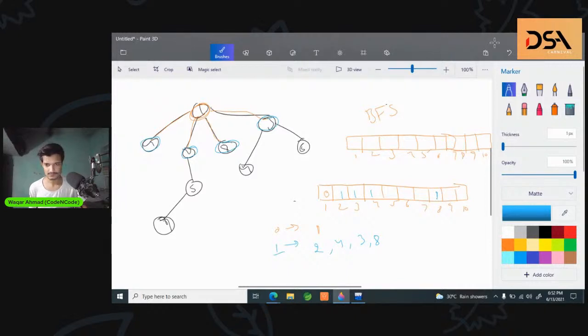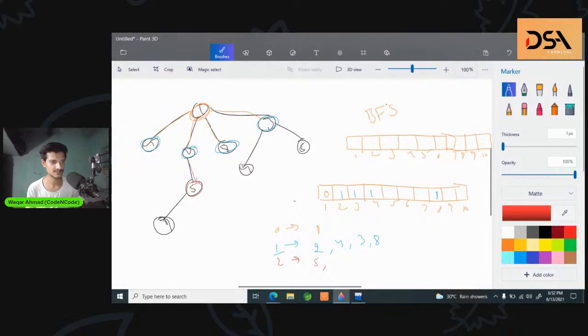Again, a different color, yellow, maybe yellow will not be visible, I guess red. So all of the nodes at distance 2 will be the nodes which are directly connected to one of these nodes. So the node which is directly connected to node 2 and is not visited is clearly 5. So node 5 is at distance 2. Clearly you can see node 5 is at distance 2. See here, right?